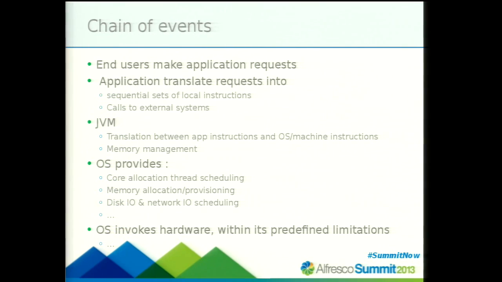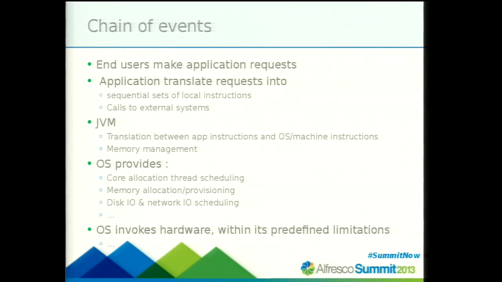So when you run the test, what's going to happen? You're going to have fake or real end users that make application requests. Those requests will be translated by the system into sets of local instructions to be executed. And of course, calls to external systems could be the DB, could be the storage, could be the load balancer, and something else. The JVM will do the translation between those application instructions and actually machine code. That's one of the main roles of the JVM, along with memory management. We'll talk about that a little bit later with the different generations of the JVM.